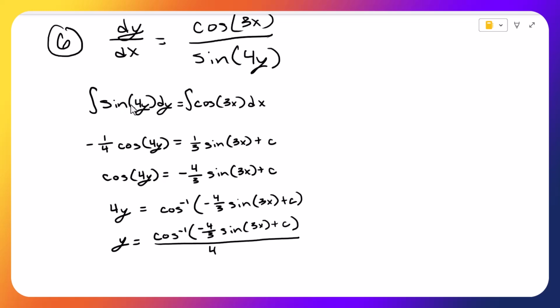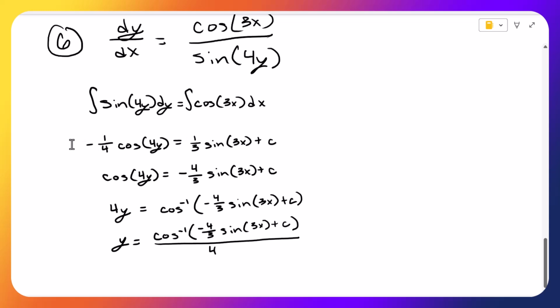The antiderivative of sine of 4y is negative 1 over 4 cosine of 4y. If I want to check that, I can differentiate this. What is the derivative of negative 1 over 4 cosine 4y? Well, that's going to be positive sine of 4y times 4. Negative 1 over 4 times 4 is 1. That checks out. Moving to cosine of 3x dx, the antiderivative of that is 1/3 sine of 3x. You can take the derivative of this and check me if you want to.